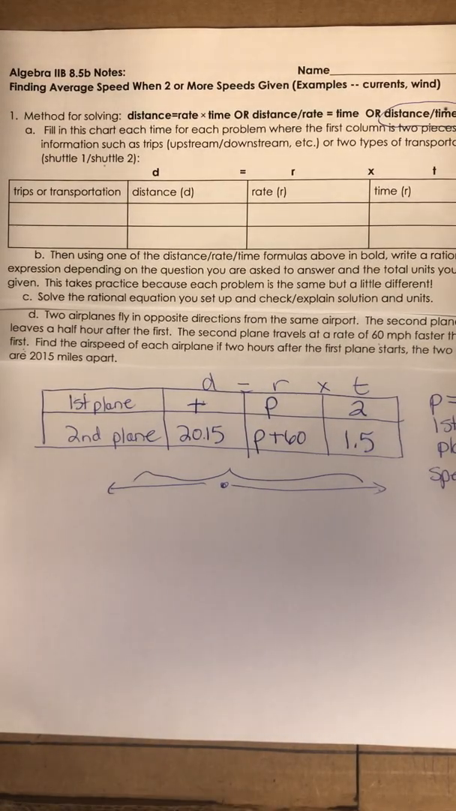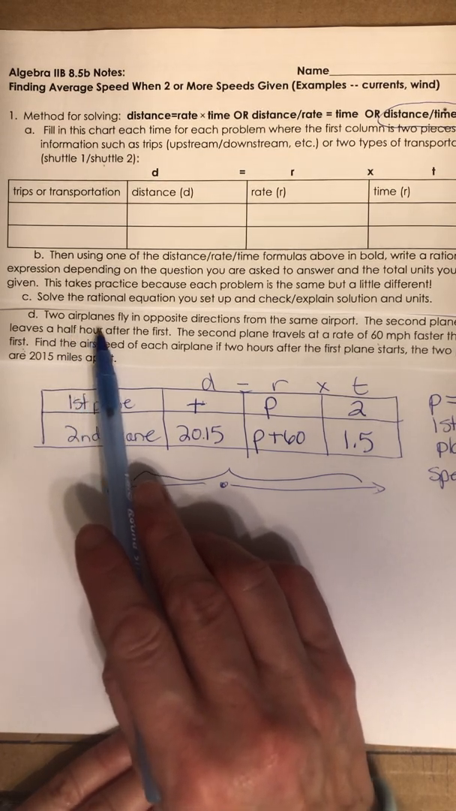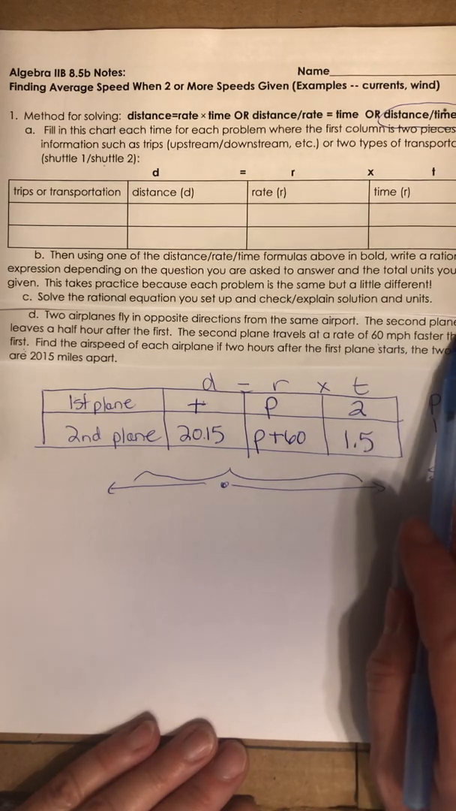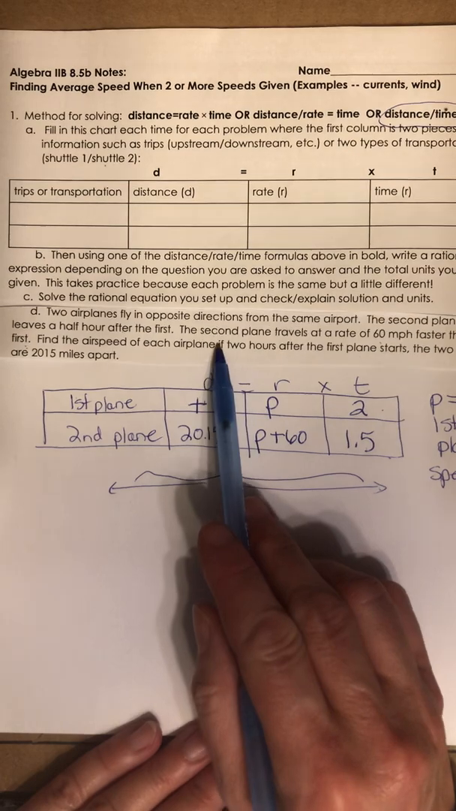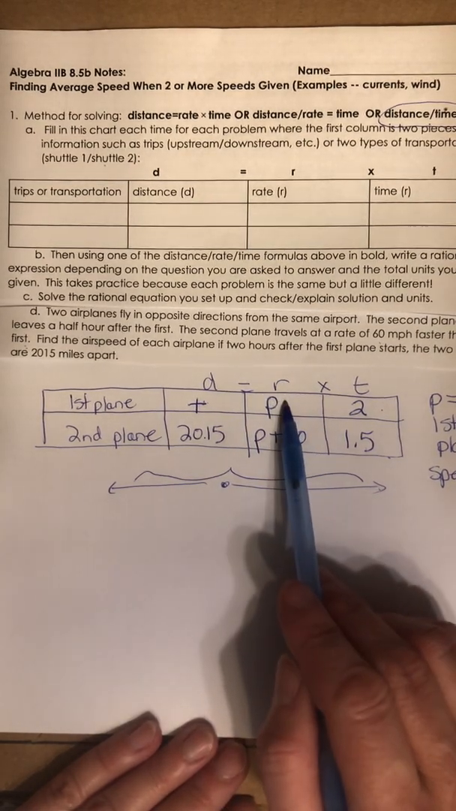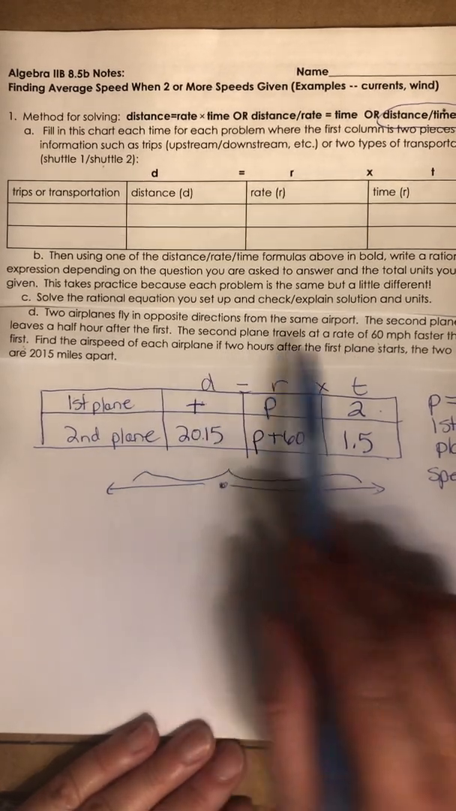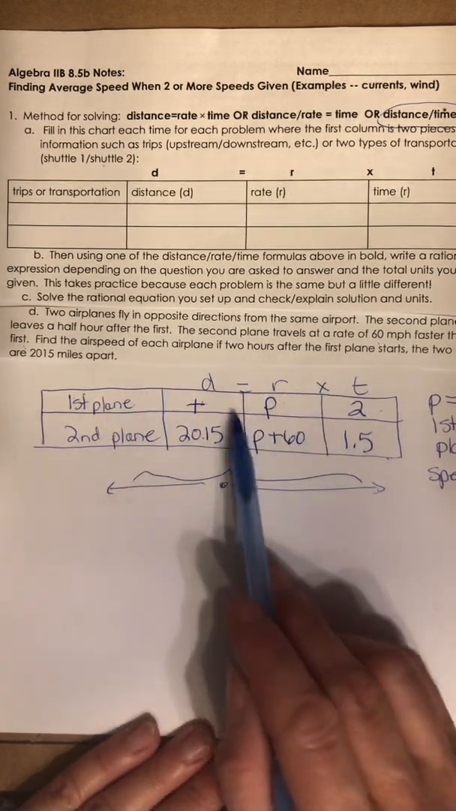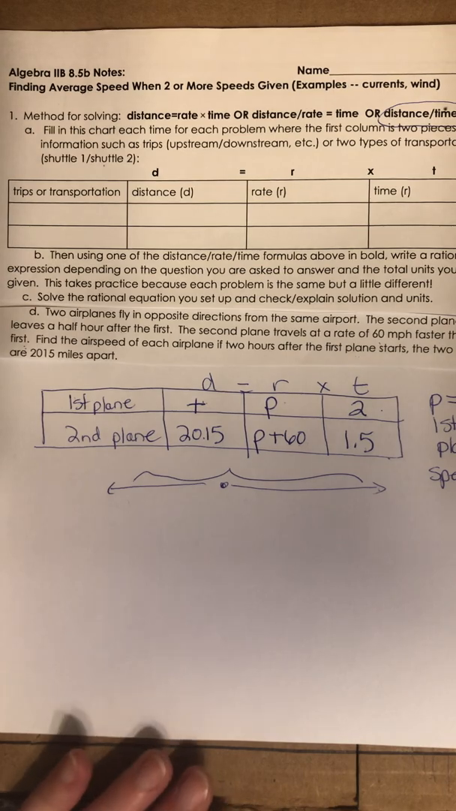So notice this one's very different. Let's go back and see if we got everything. Two airplanes fly in opposite directions from the same airport. The second plane leaves a half hour after the first. The second plane travels at a speed 60 miles per hour faster than the first plane. Find the airspeed of each airplane if 2 hours after the first plane starts, the two planes are 2,015 miles apart. I think we've got it all.